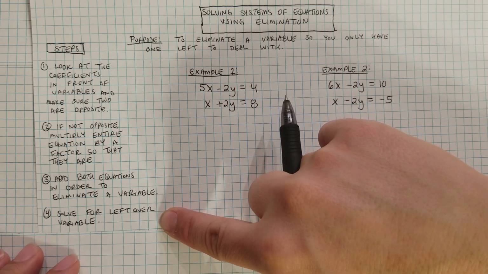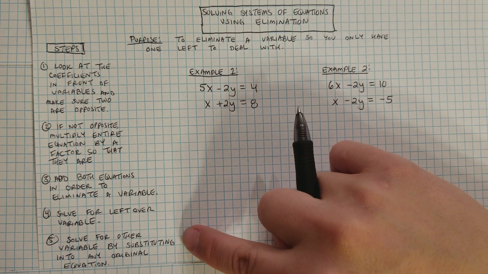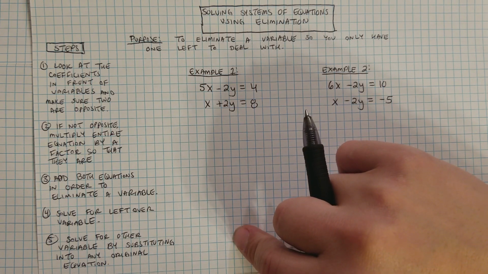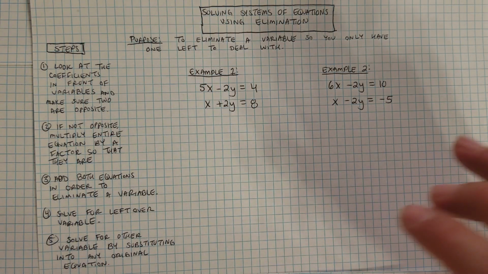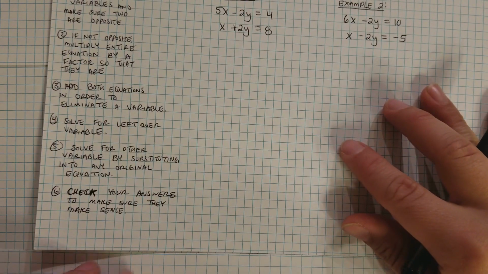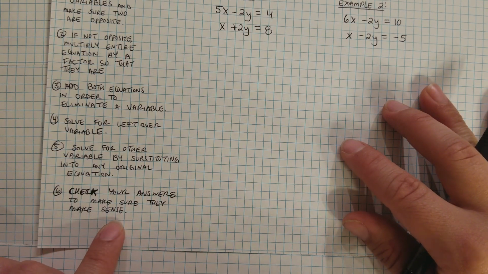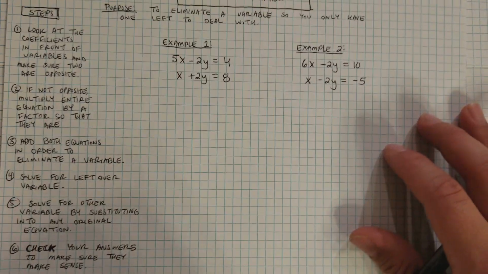Now, since you already have one variable solved for at this point, you're going to have to go back and plug it in to solve for the other variable by substituting that value into the original equation. Again, at the very end, check your answer to make sure that it makes sense. If you plug it back in and you get some nonsense, that means you did something wrong, so you should go back and check it.